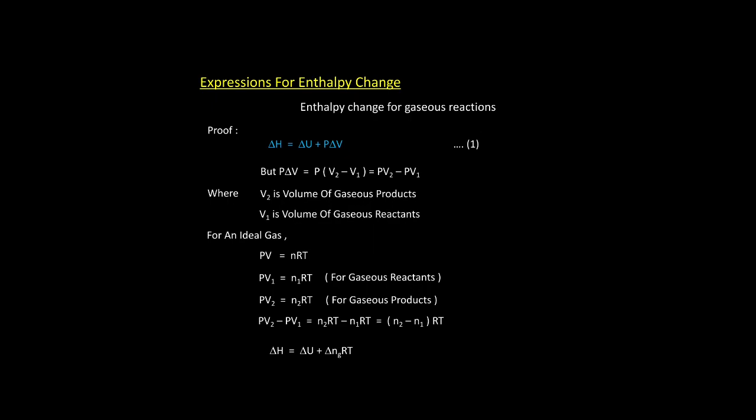And hence, we will be getting the equation as delta H is equal to delta U plus delta n RT, where delta n is for the gaseous species, and hence we will be writing delta H is equal to delta U plus delta n(g) RT.